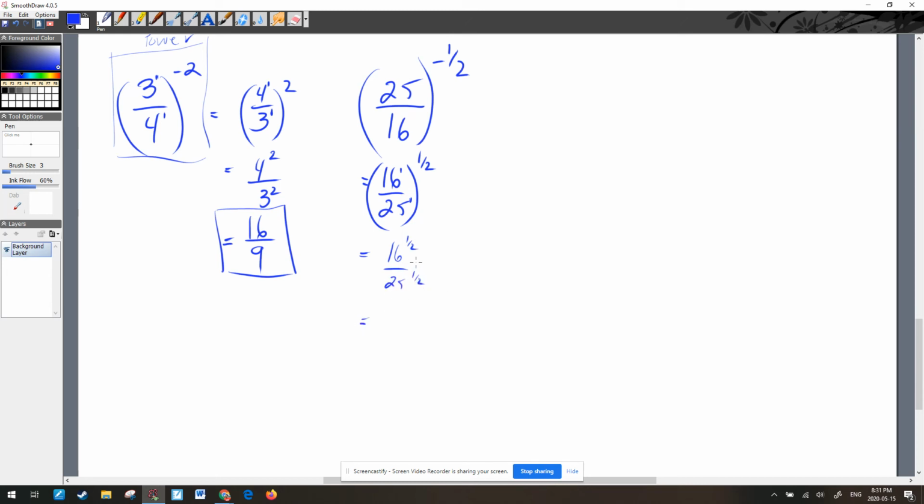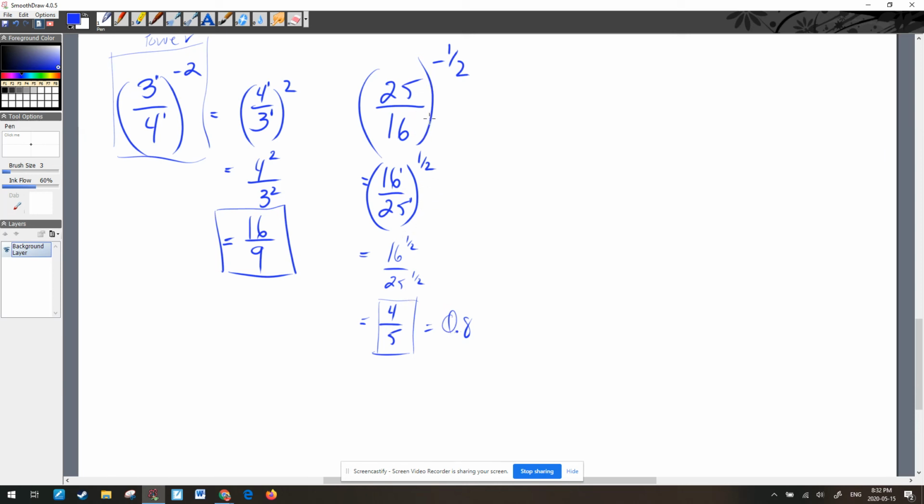Lovely. Now, I remember that 1/2 is the same thing as square root. So 16 square rooted is, well, that's 4. And 25 square rooted, well, that's 5. And there it is, written as a simplified fraction. Okay, which, if you typed it in your calculator would just have dumped out 0.8, which is a nice enough number. But it's nice to know where it came from.